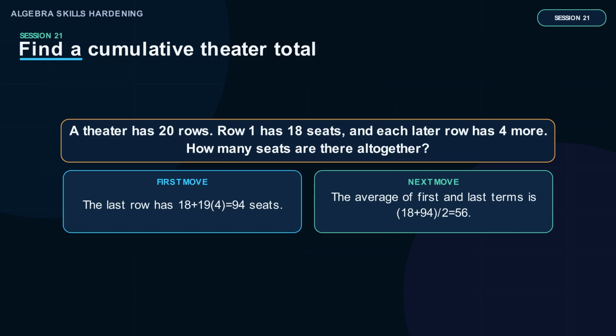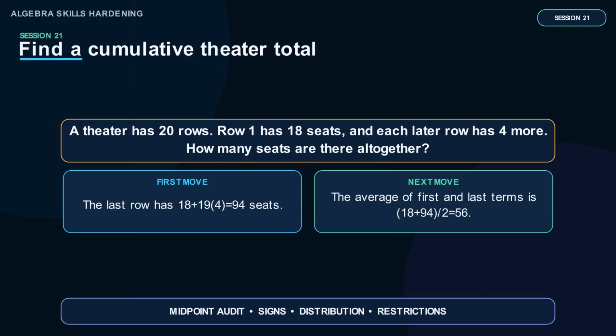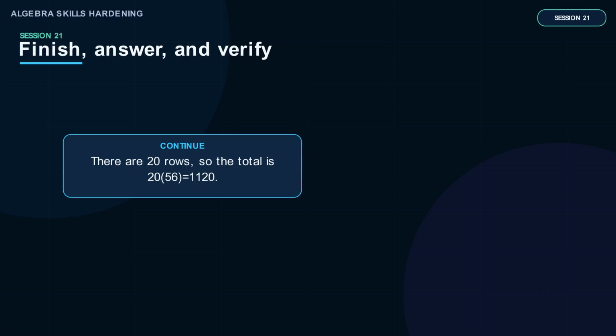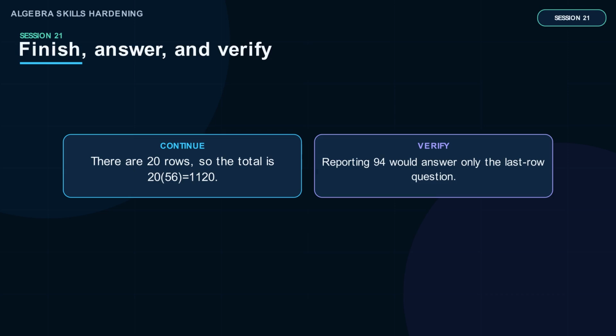Keep the relationship visible and apply the operation to every required term. Now, audit distribution, signs, copied values, and restrictions. A brief midpoint check is cheaper than rebuilding the solution. Continue with the third step. There are 20 rows, so the total is 20 times 56 equals 1120. State what the transformed line tells you. Complete the argument. Reporting 94 would answer only the last row question. This is part of the solution, not decoration. The final answer is 1,120 seats.